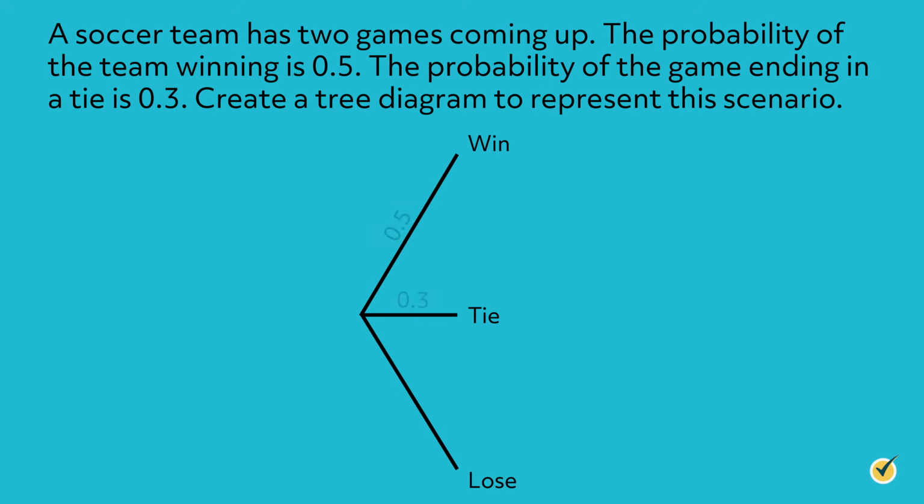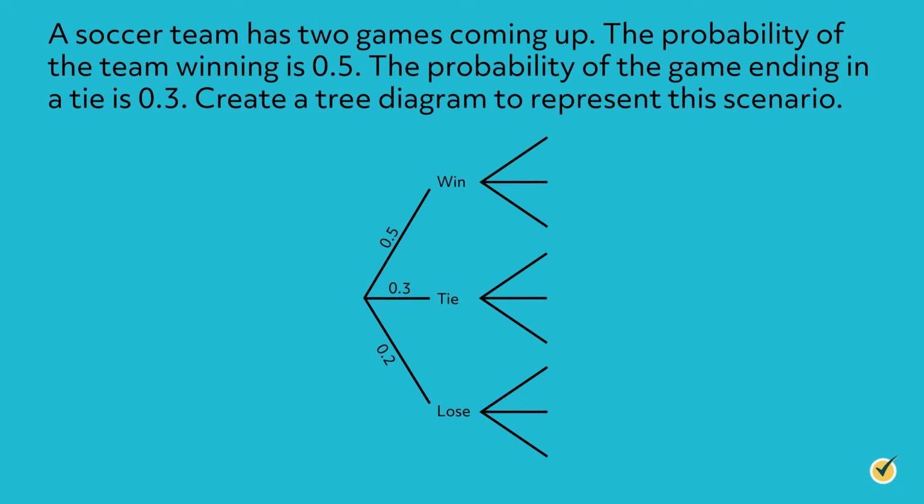Next, label the branches with the probabilities given in the problem. Notice that the problem doesn't tell the probability of the team losing the game. Recall that the sum of the probabilities has to equal 1. 0.5 plus 0.3 equals 0.8. Therefore, the probability of losing the game has to be 0.2, because 0.8 plus 0.2 equals 1.0.